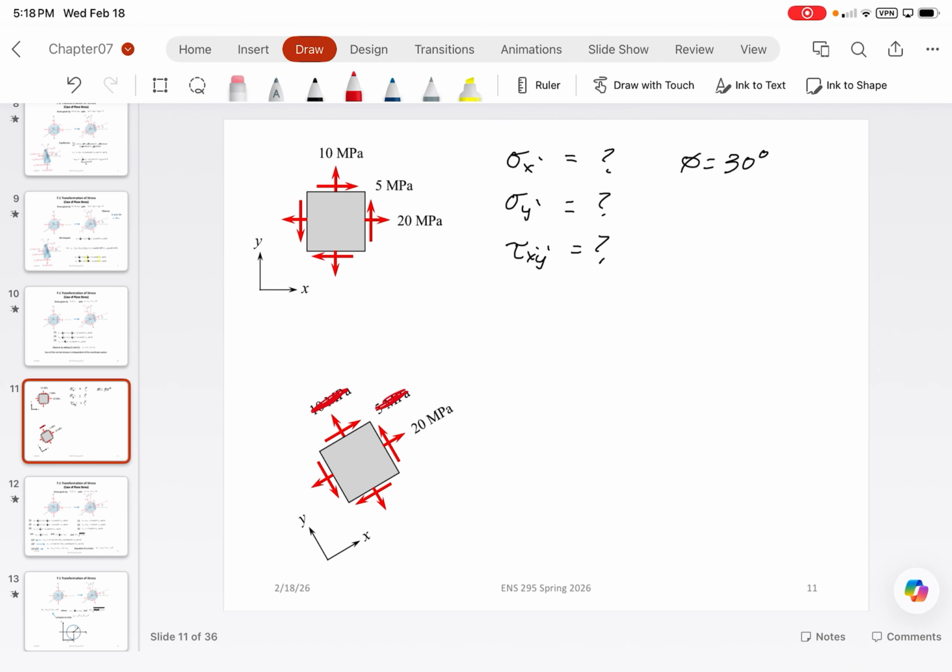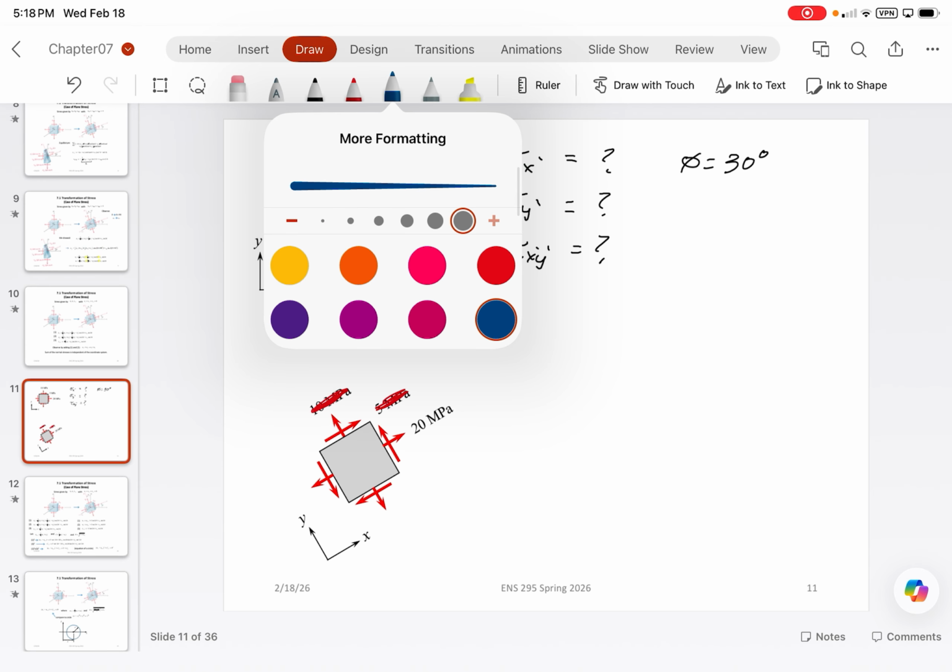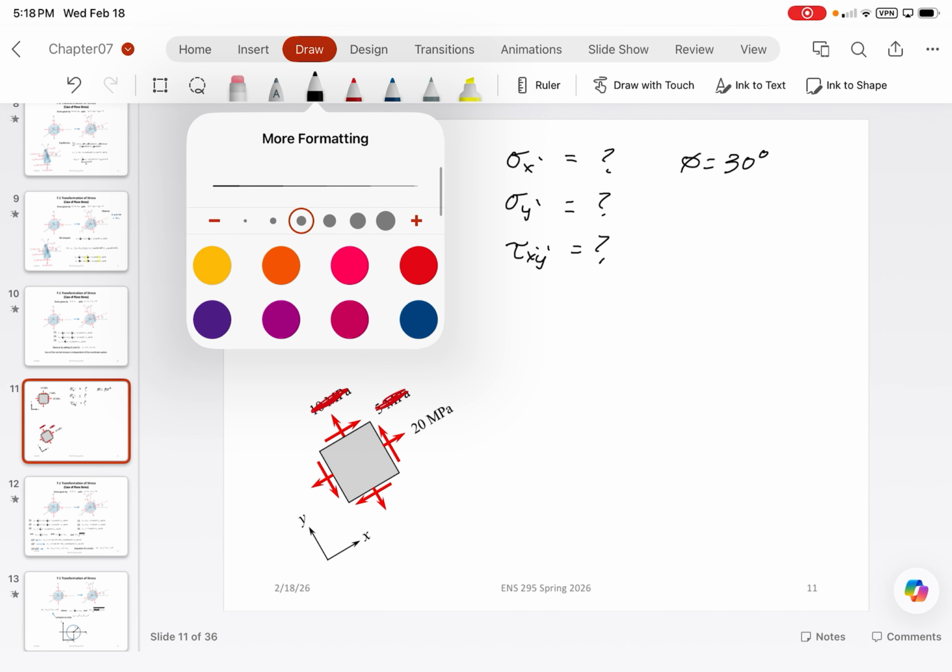If we cover these out really quickly, actually, let me see if I can change the color to white or something like that? Nah.